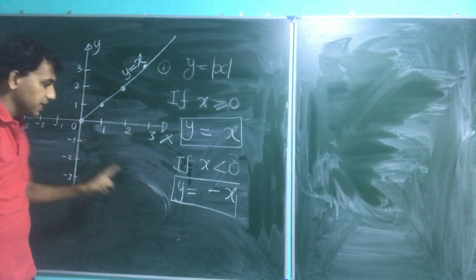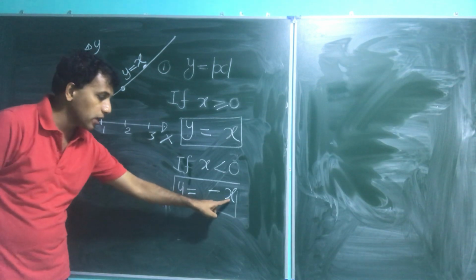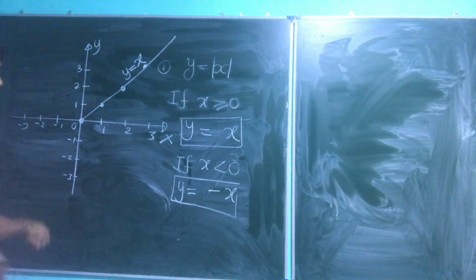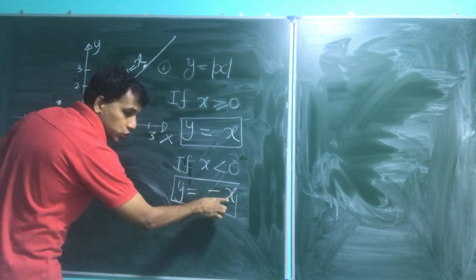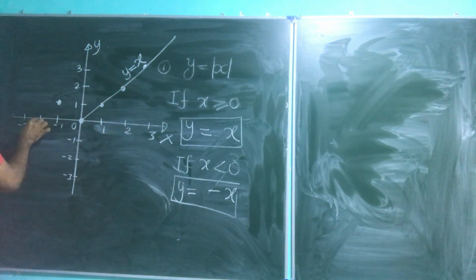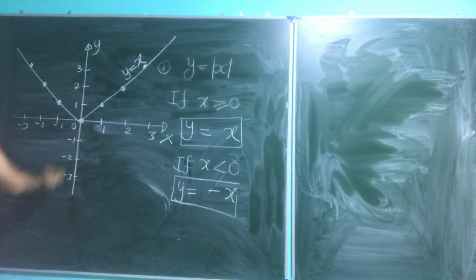So what is y if x equal minus 1? Minus minus 1 is plus 1 here. What is it if x equal minus 2? Minus minus 2 is plus 2 here. Say minus 3 means here. Therefore, this is the other portion of the graph, right?